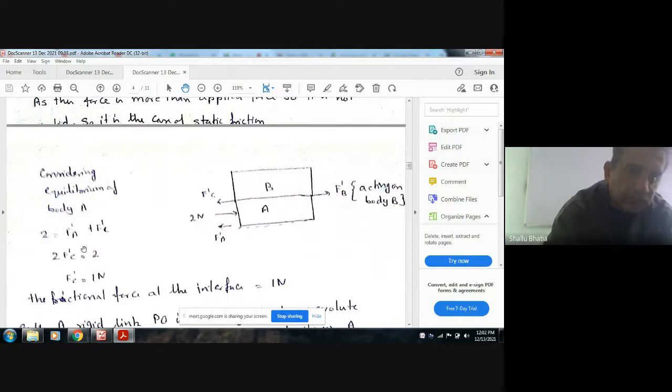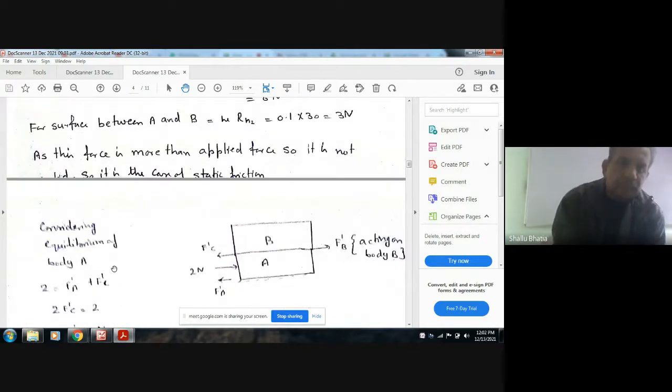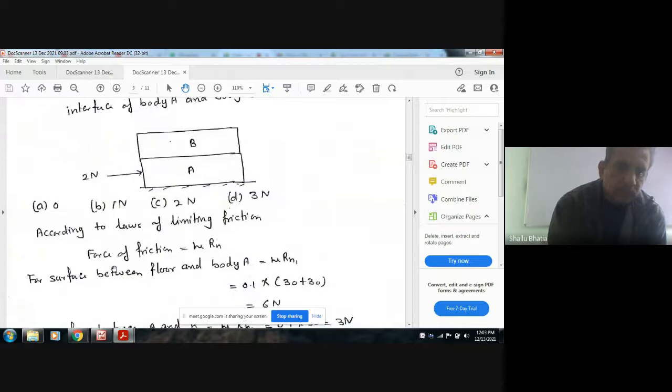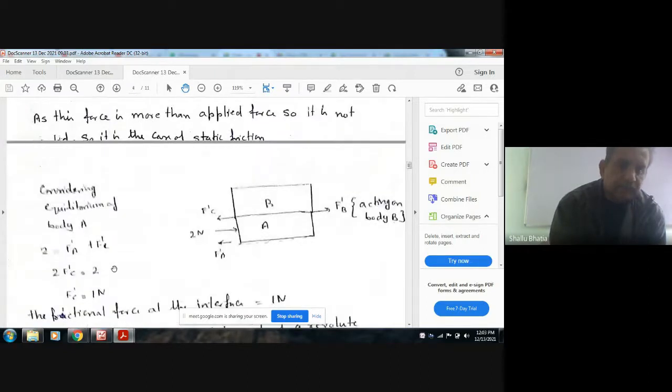The applied force is 2 Newton. So F dash A and F dash C will be equal because the force is applied at the mid plane. So F dash C plus F dash A will be 2 Newton, that is 2 F dash C, because here there is no movement of the body, static friction is there, so the laws of limiting friction are not applicable. So the answer is 1 Newton. So option B is the right answer. Okay.